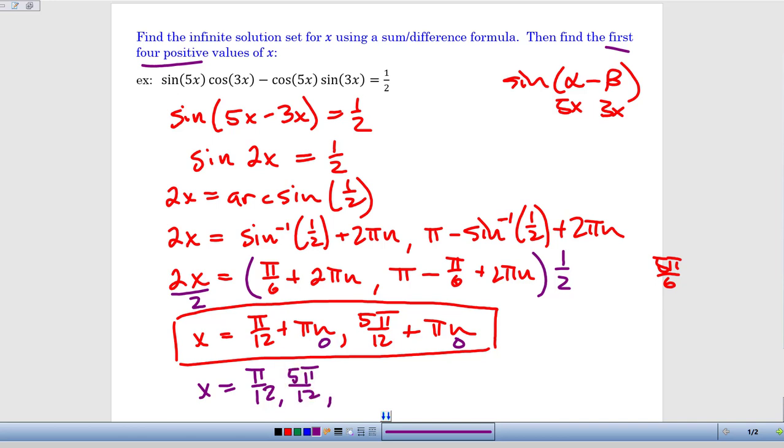And then if we add pi to both of these, pi over 12 plus pi, so now we're adding 1 pi, we're putting in 1 for n, so pi over 12 plus 12 pi over 12 is 13 pi over 12, and then finally 5 pi over 12 plus pi, or 5 pi over 12 plus 12 pi over 12 is 17 pi over 12. And so now we've got the first 4 positive values of x that work in this equation. So this is just an example of how we can use that difference formula in reverse. So we take the expanded expression, combine it into a single sine, and then we can use our arc sine and the subsequent definition of arc sine to solve the equation.